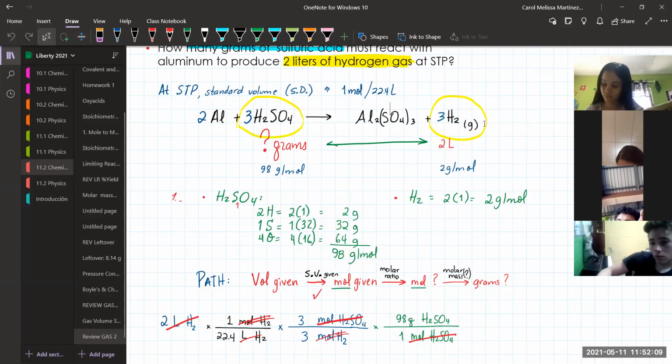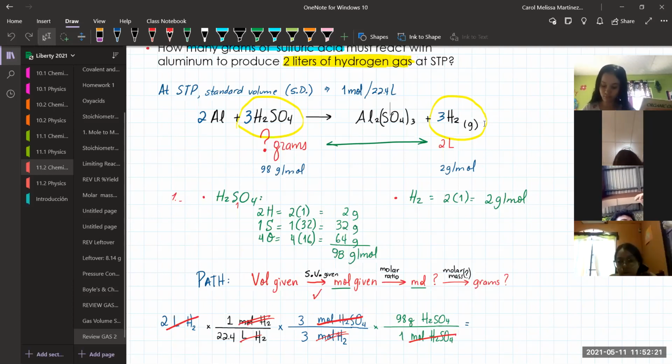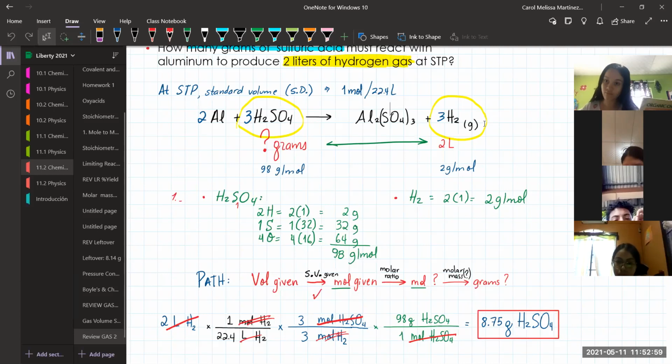How much does this give you? 8.75. So in other words, this means that if I want to obtain 2 liters of hydrogen gas in this chemical reaction, I would need to use almost 9 grams of sulfuric acid in this reaction.